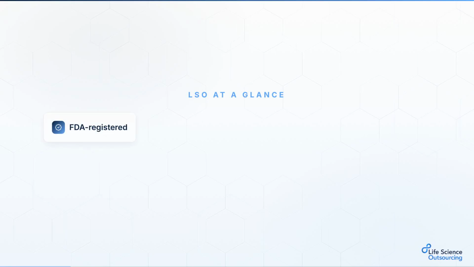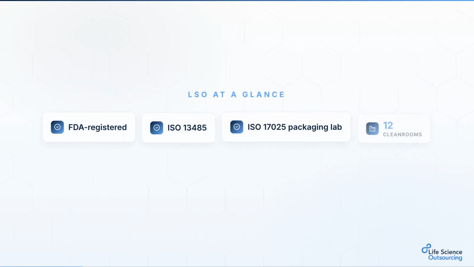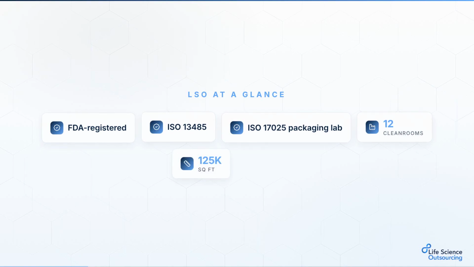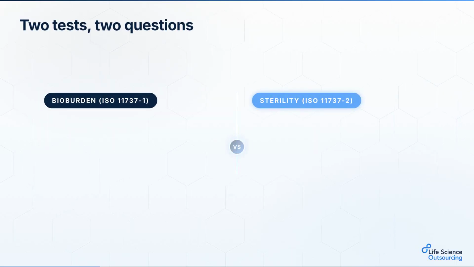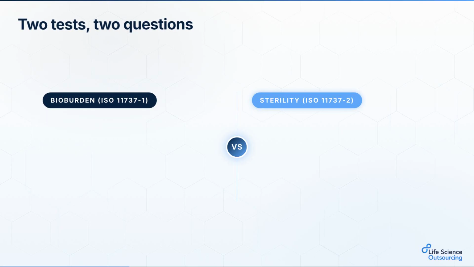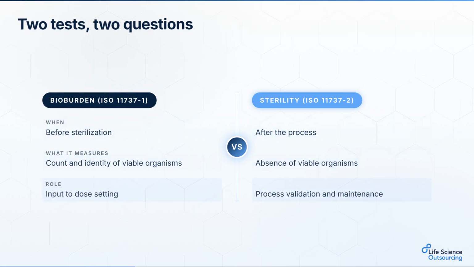This is the foundation LSO brings to every sterilization program. Bioburden is the connective tissue between cleanroom controls and a defensible validated dose. Bioburden testing counts the viable organisms on a device and identifies what they are. Do not confuse it with sterility testing under ISO 11737-2, which confirms absence of organisms after the process. They answer different questions at different points in the timeline.